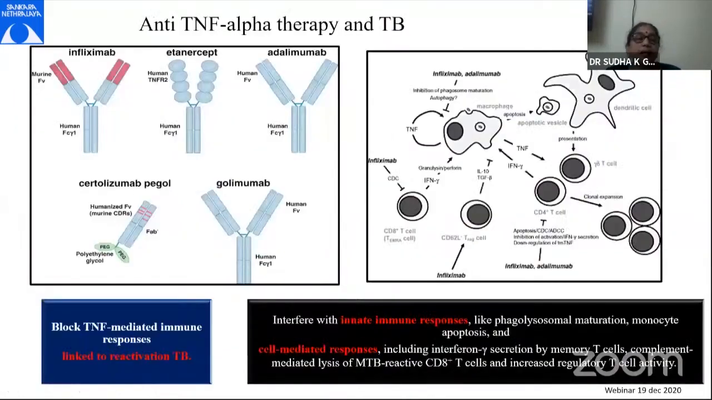Of course, these are the anti-TNF drugs that are available, which you all heard from Dr. Ramanan: infliximab, etanercept, adalimumab, golimumab, and the others. These block the TNF-mediated immune responses, and they are linked to TB reactivation. They are supposed to interfere with the innate immune responses like the phagolysosomal maturation, monocyte apoptosis, and the cell-mediated responses, which include interferon gamma secretion by the memory T cells, and the complement-mediated lysis of MTB-reactive CD8 T cells, and increase in the Treg activity.